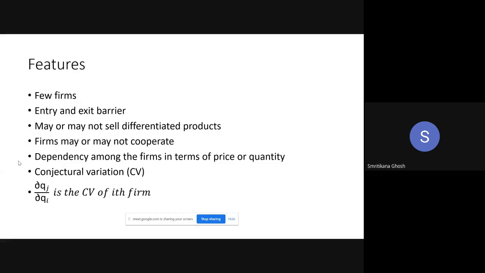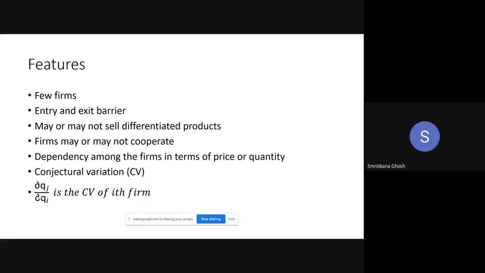And if I is the follower, then it will be del Q leader by del Q follower. And the follower knows I am the follower, so the leader will not change his decision based on my decision, because I am the follower, he is the leader. So in that case, del Qj will be 0 for the follower. Del Q leader will be 0 for the follower. So for the follower, conjectural variation is 0.